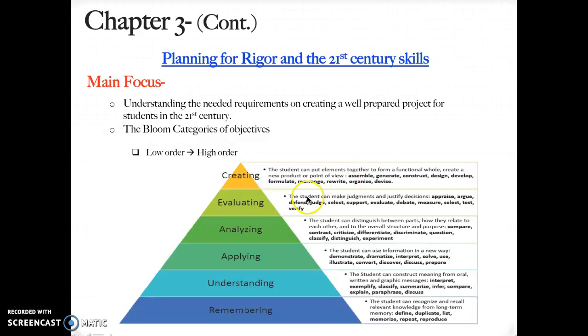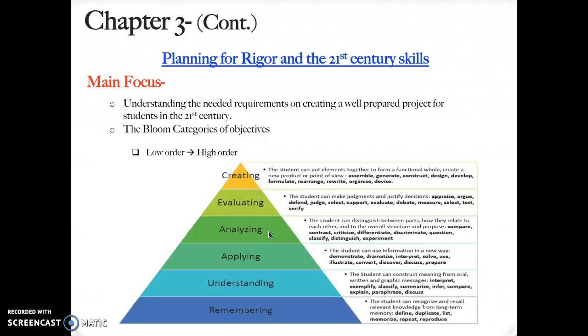We then justify a stand or decision, such as appraise, argue, defend, judge, select, support, evaluate, debate, measure, test, and verify. Third, we analyze. The student can distinguish between parts, how they relate to each other, and to the overall structure and purpose. We compare, contrast, criticize, differentiate, discriminate, question, classify, distinguish, and experiment.